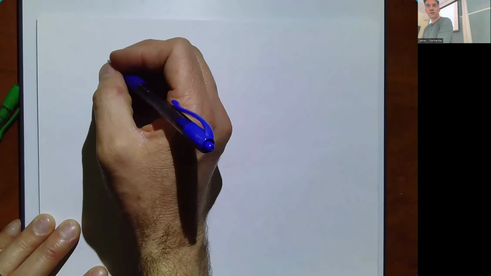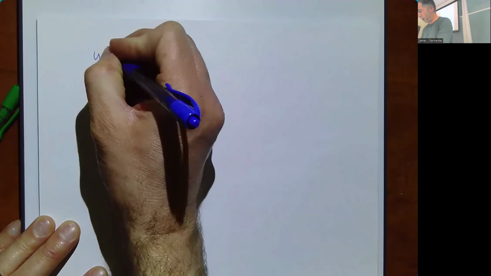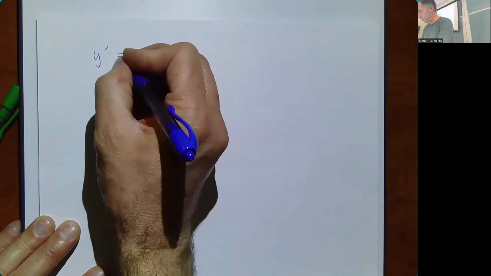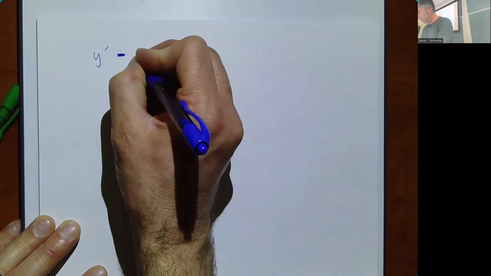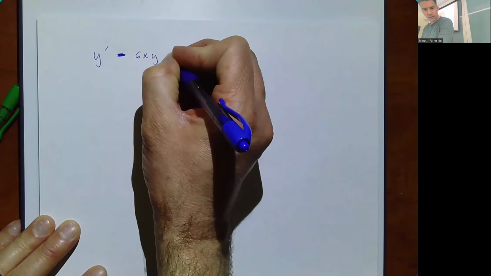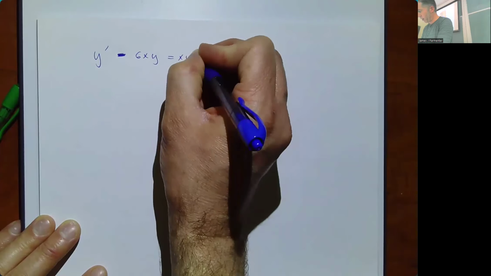Let's look at this one. Yeah, we can try that one. Let's say we have the following. Make sure you can see what I'm writing. y prime, sorry, not equal to, minus 6xy equal to xy squared.